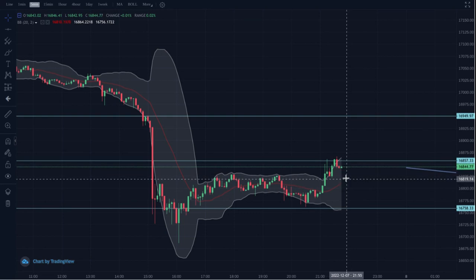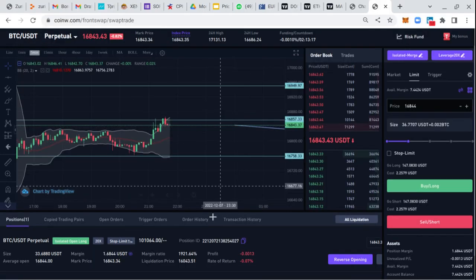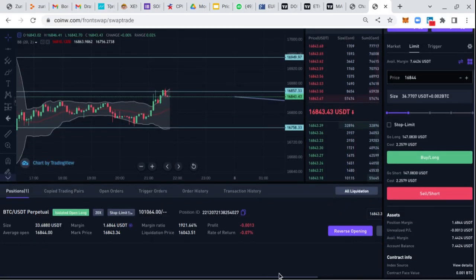Put my stop loss at 16818 and put my take profit at 16919. 818 and 919. So let me go and put my take profit and stop loss.